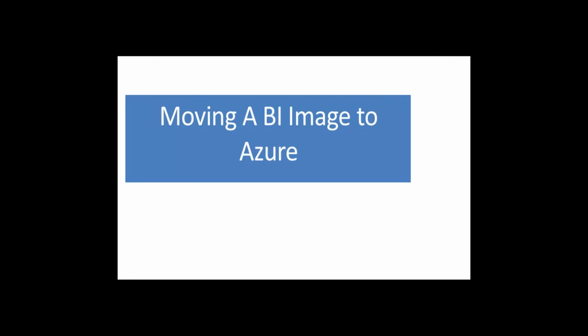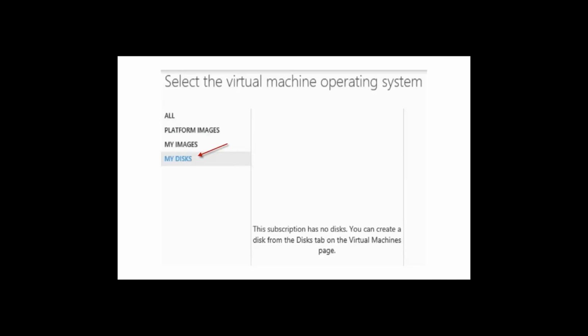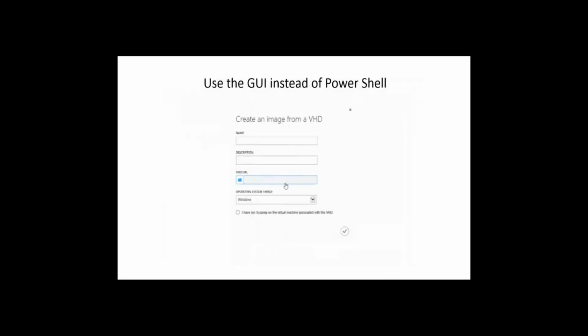In your Azure account, there is an option to select the virtual machine operating system. And if you select My Disk, you'll see there's no disk over here. And there's a GUI that you can click on under My Disk here to upload to your Azure account. So create image from a VHD. So basically, you select your VHD location here and upload it. You can also select down below, it says I have run SysPrep on this virtual machine, yes or no. If not, Azure is going to run it for you here internally. And you get a new VHD.